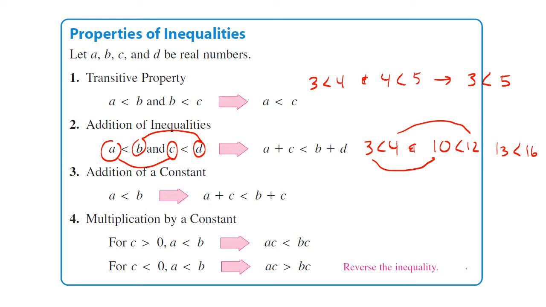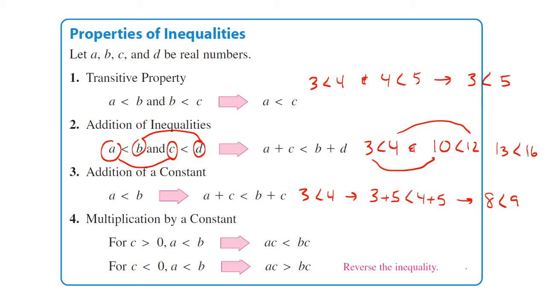Okay, two more rules. Addition of a constant. Let's say 3 is less than 4, which it is. What we're going to do is add 5 to each of the sides here. If I add 5 on one side and 5 on the other, the question is, does my inequality still stay the same? And absolutely. 3 plus 5 is 8, less than 4 plus 5, which is 9, and 8 is less than 9. So there it is, the addition of a constant property.